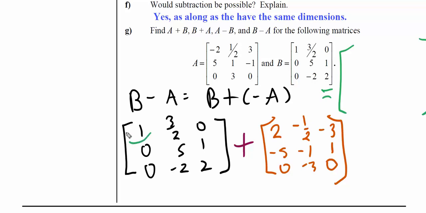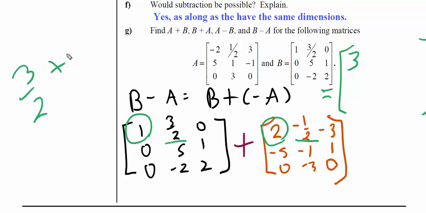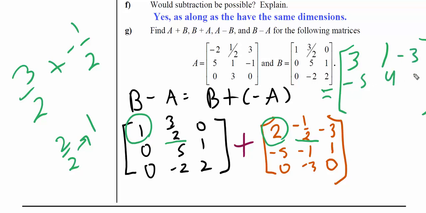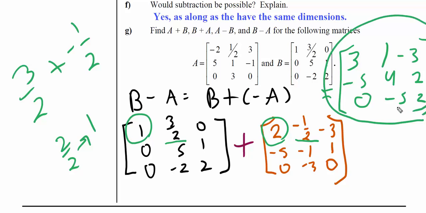I can then go ahead and pair off the elements just by adding. I have this 3/2 and this minus 1/2. That is going to give me a 2/2, which is going to be a 1. Negative 3, negative 5, positive 4, positive 2, 0, negative 5, and 2. And this is going to be B minus A. Please note how this answer compares to what we just did previously with A minus B for this problem.